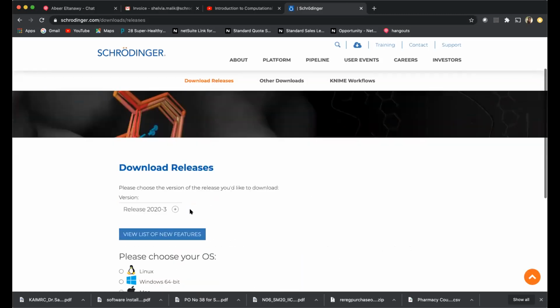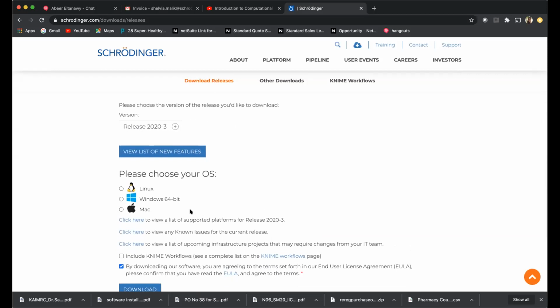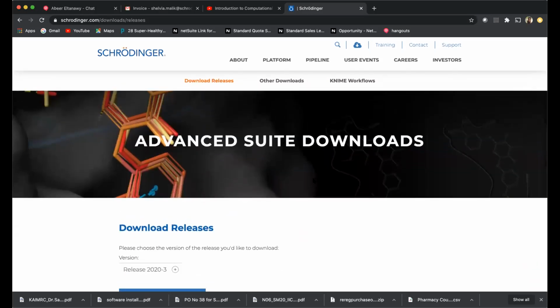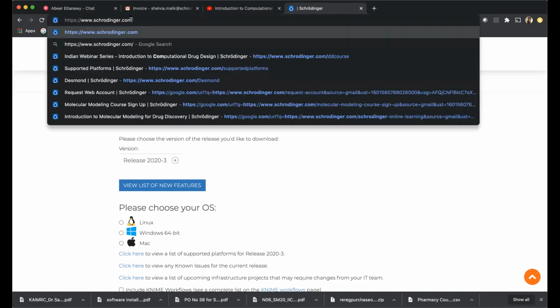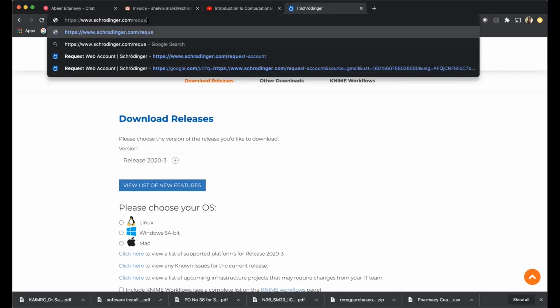So I went to this page because I already have a Schrodinger account. If you're not logged in, it will ask you to log in. And if you do not have a website account, it will also ask you to register. So since that was not prompted for me, I will just go to that page. If you do not have a Schrodinger account, you have to go to Schrodinger.com/request-account.